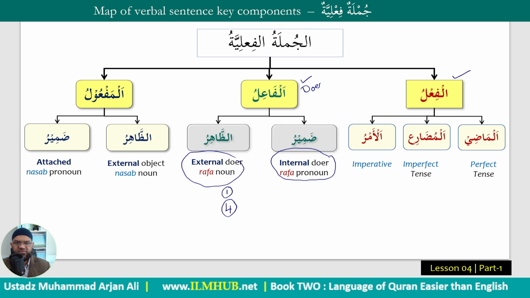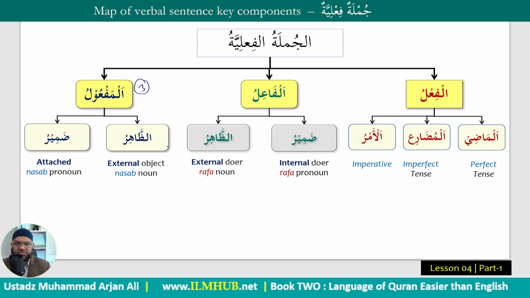And this is where we left off in the last lesson in detail, and I'm confident and hopeful that inshallah ta'ala, if you've done the lesson properly and went through the notes, you should now be 100% familiar with these two concepts. Now that leaves the third component of a verbal sentence.